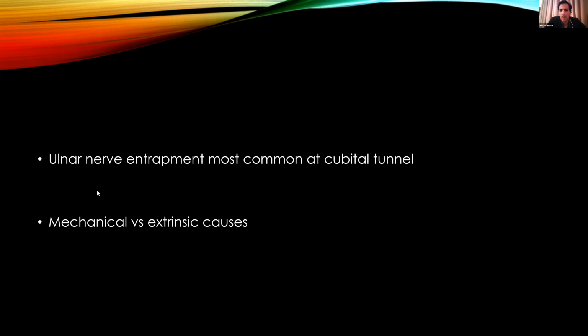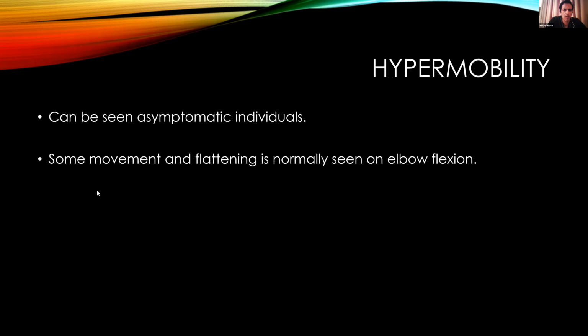cubital tunnel. When we scan the ulnar nerve in our practice, it is scanned all the way from the cubital tunnel down to Guyon's canal. It's fairly easy to identify with ultrasound, and I will show you some images to help in terms of what the normal appearance is. We will be focusing a little more on hypermobility, but it's important to note that hypermobility can be a normal finding in asymptomatic individuals.